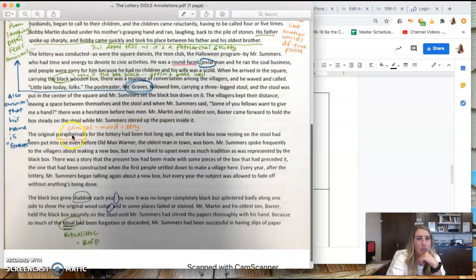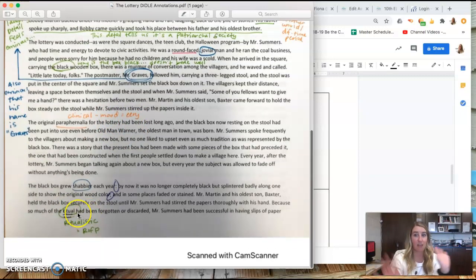If we come down here, it says the original paraphernalia. Again, a kind of clinical sounding description. So the mood becomes even more eerie. It's just adding to that, right? Okay, I didn't think that this was a rite of passage story. Turns out it actually is. And who knows, maybe we'll read it, but maybe not.